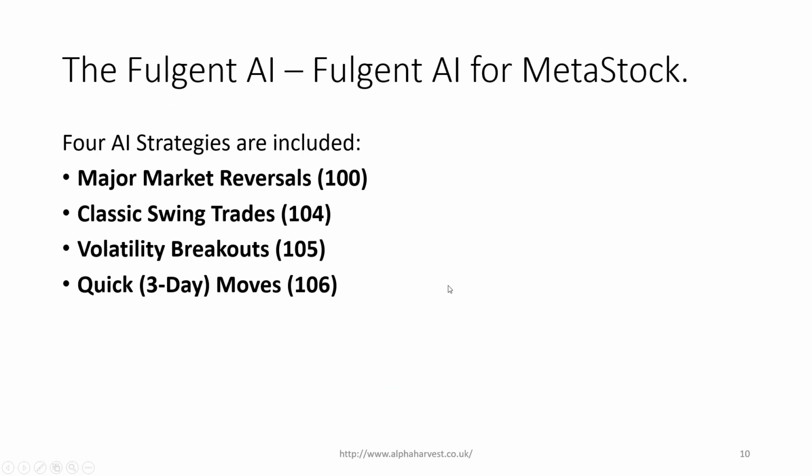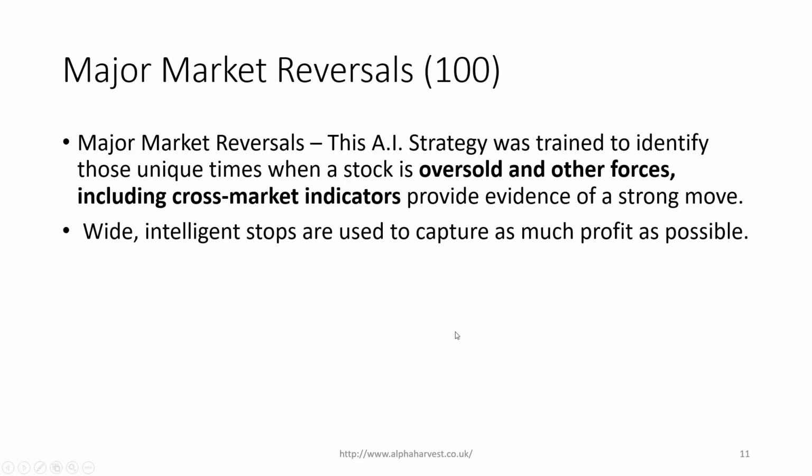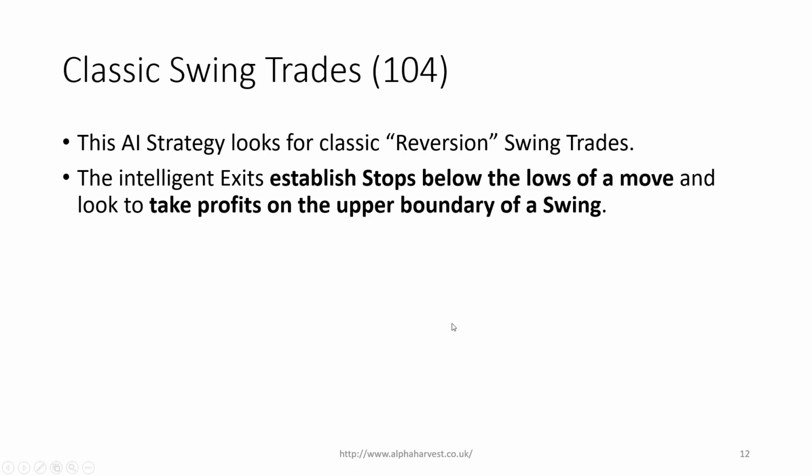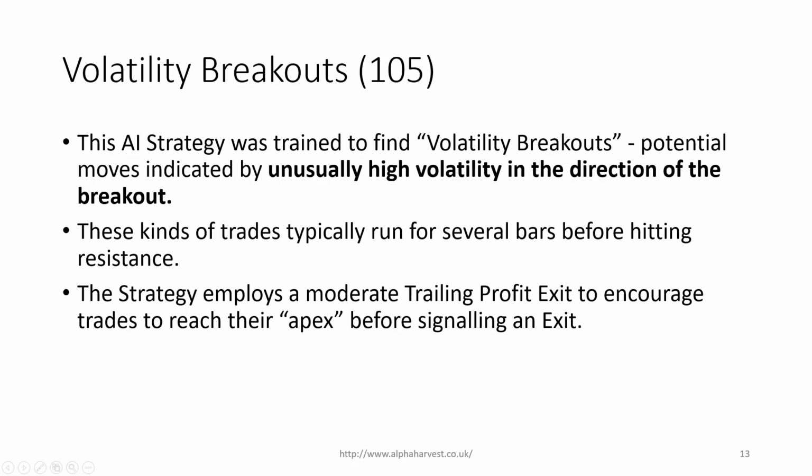So with the AI, we've got the four codes. Major market reversals, where the AI strategy looks for oversold conditions and other forces, including cross-market indicators, to provide evidence of a strong potential move. It also uses wide intelligent stops to capture as much profit as possible. 104 classic swing trades. This is where the AI looks for the reversion to the mean type swing trades. This also uses stop losses below a move, or take profits in the upper boundary of a swing. So these are nice classic swing trades, quick trades, so to speak.